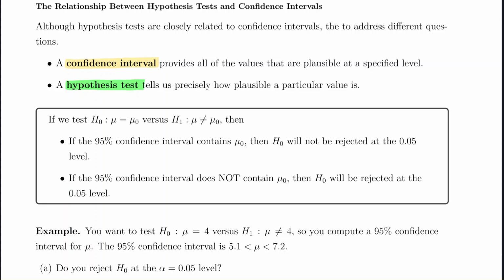If we test our h0, mu equal to mu naught, versus our alternate hypothesis, not equal to mu naught, then if the 95% confidence interval contains mu naught, then h0 will not be rejected. We could know that as our conclusion. If the 95% confidence interval does not contain mu naught, then it will be rejected at the 0.05 level.